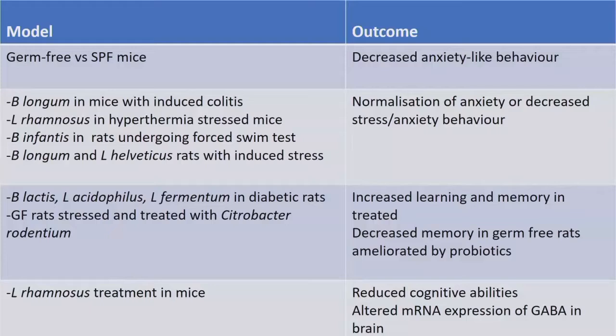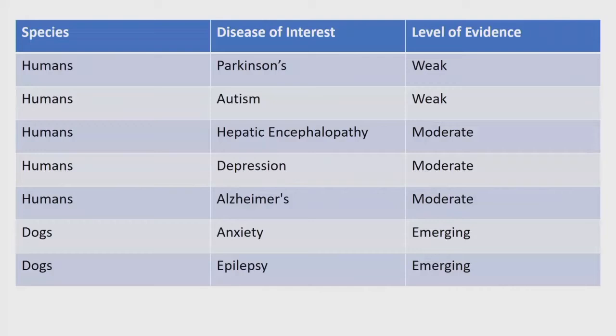There have been a lot of studies looking at manipulating or modifying the gut microbiome to see whether there can be any influence on learning, behaviour, memory, stress and anxiety. In a lot of the rodent models, they've shown that you can decrease anxiety or stress with specific probiotic treatment, and that it can also increase learning and memory with specific treatments.